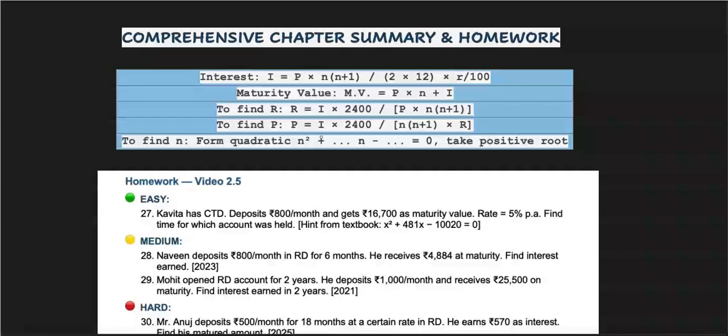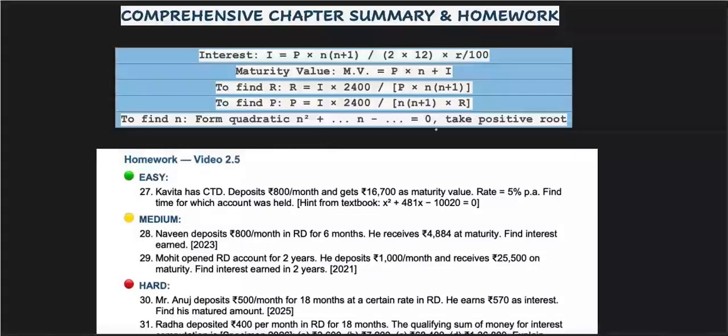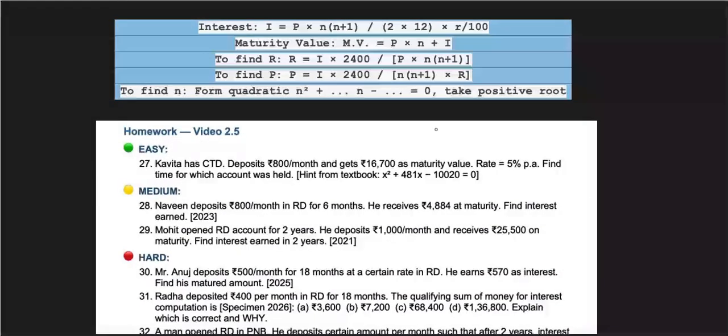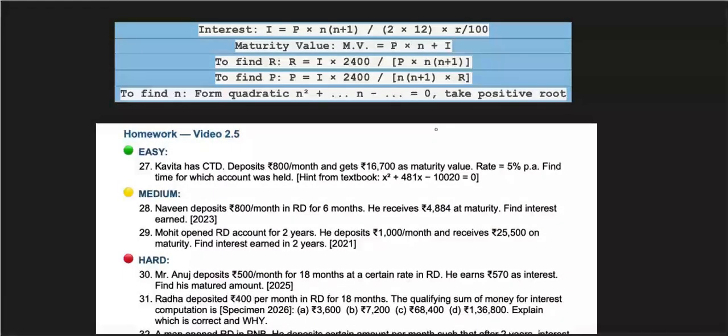Same for P. Talking about n, you have to form a quadratic equation and you have to factorize to get the n value and only take positive root, don't take negative root. Understood? This is banking for you in a nutshell.